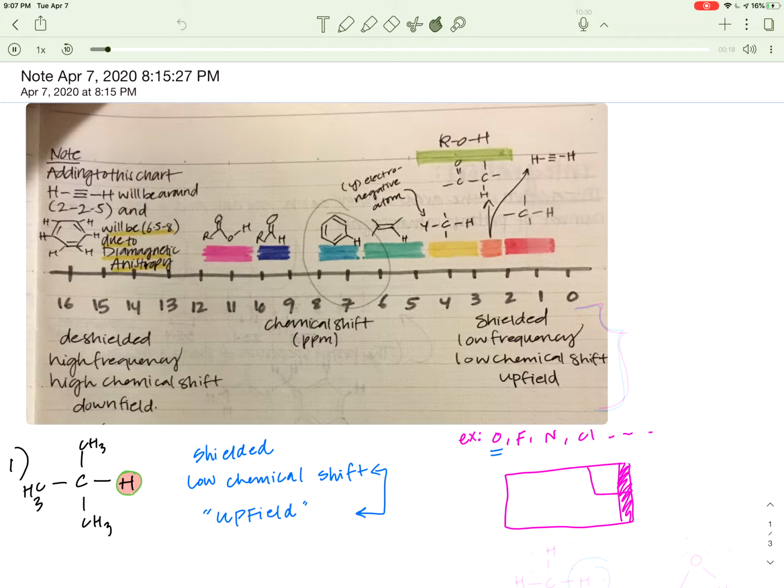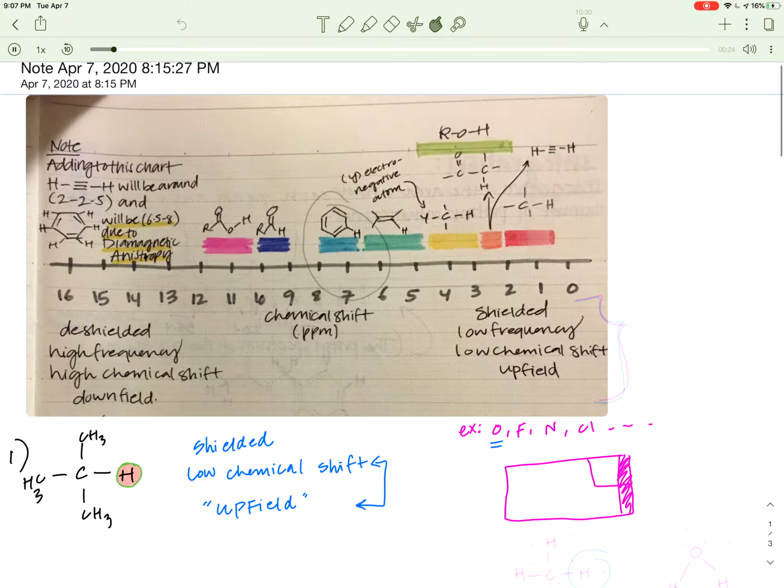So this is my chart. I want you guys to know everything on the right is my shielded, my low frequency, low chemical shift, and upfield. So those words right here, they always go together. So whenever somebody tells me I have a hydrogen that is shielded, it's the same thing as saying the hydrogen has low frequency or has low chemical shift. And also note that low chemical shift is the exact same thing as upfield.